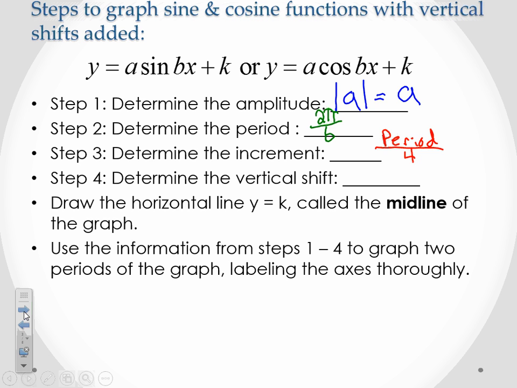Now this is the new part. When we do our vertical shift, it's going to be the K. It's going to be what's added or subtracted behind the X value. Okay? Now once we determine all of these things, we need to draw a horizontal line. So y equals K. This is called the midline. It's going to be in the middle of the graph. So we're going to use this information, steps 1 through 4, to determine our periods of growth, labeling of our axes.